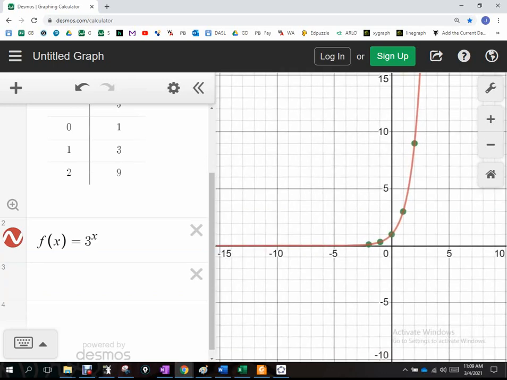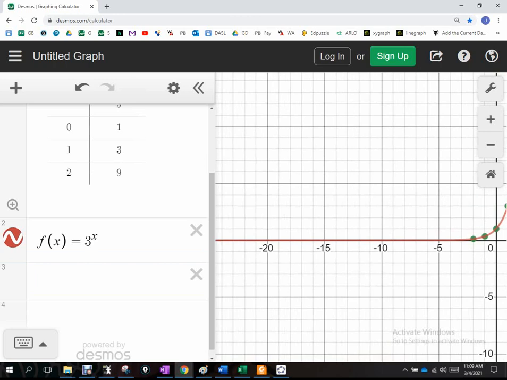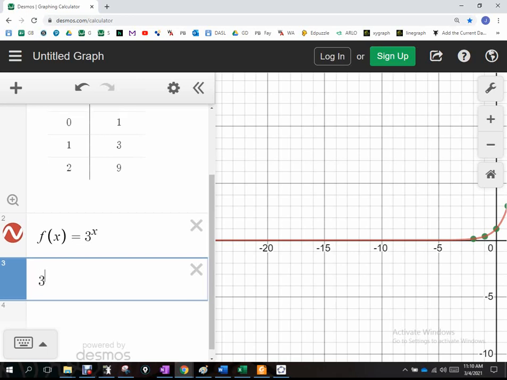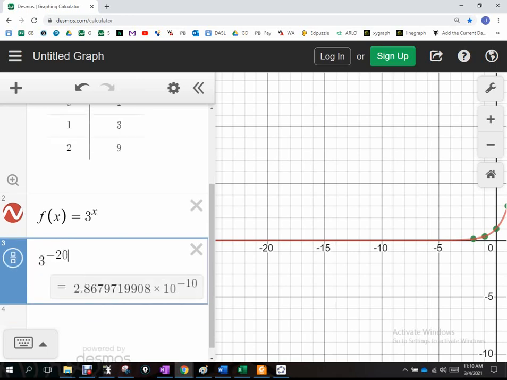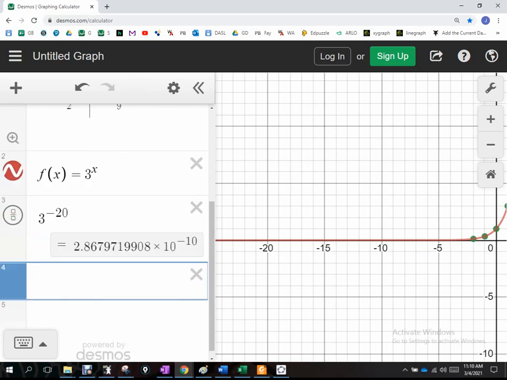It's something I want to talk about here real quick. Let's go down here to like -20. If x was -20, we'd actually have 3 raised to the -20th. That number is very small. Anybody remember how scientific notation works? How does that number right there tell me what I've got? What does 2.8 times 10 to the -10th really mean? Tell me how small it is.